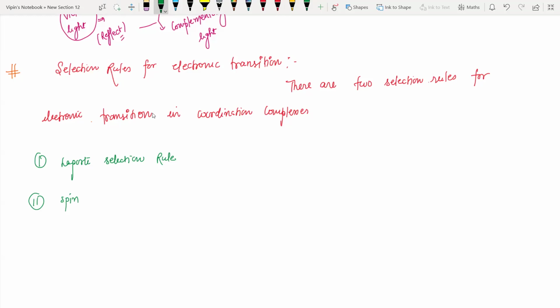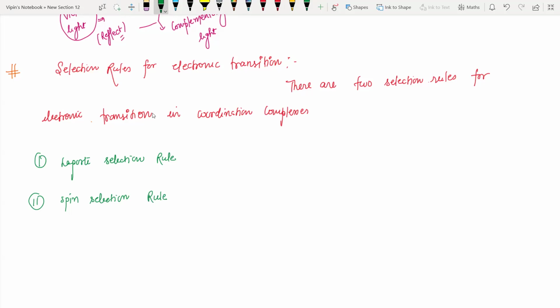So this is the Laporte selection rule. This is the spin selection rule. For any system to show color, there must be excitation of electron. There must be electronic transition. For a system to show electronic transition, it should follow the selection rule corresponding to the electronic transition. There are two rules: spin selection rule and Laporte selection rule.